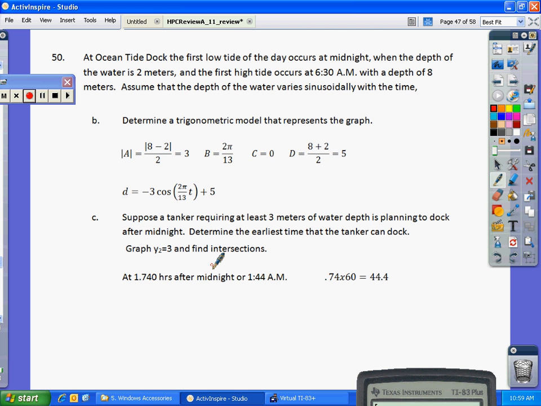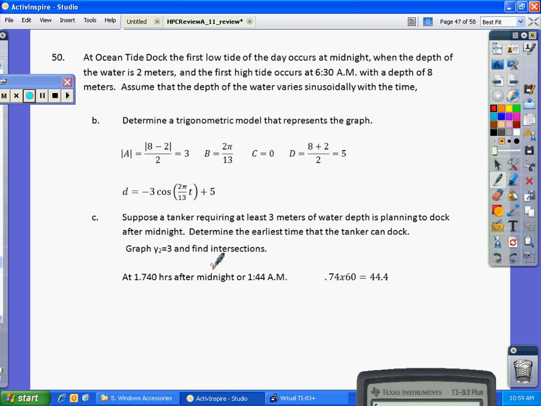Part B, determine a trigonometric model that represents the graph. Well, the amplitude is the absolute value of the max minus the min over 2, so 8 minus 2 divided by 2 is 3. If you look at the graph, it takes 6.5 hours to go from a low tide to a high tide. So therefore it takes 13 hours to go from low tide to low tide. So the period is 13. So B is equal to 2 pi over 13.